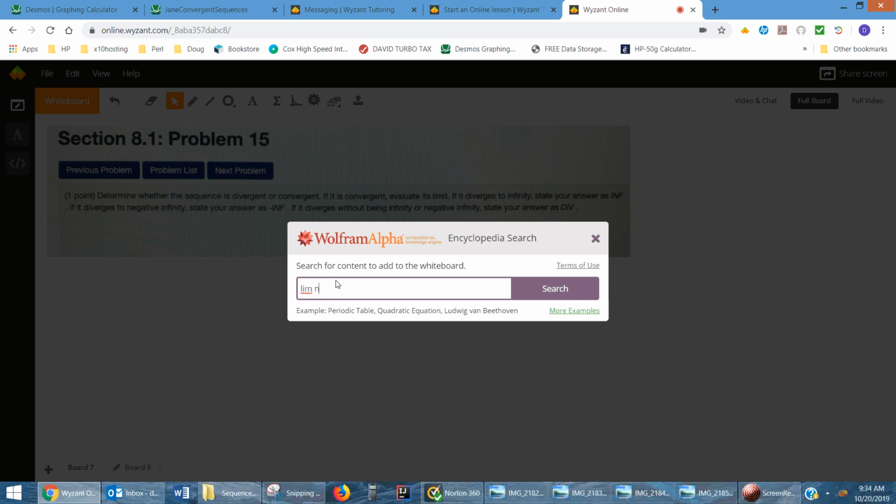and you type in the limit as n approaches infinity of, what have we got? I think if I remember it correctly, it's negative 4n factorial divided by 2 to the n. And I've got to end the parentheses. Let's see if Wolfram Alpha returns something for that.